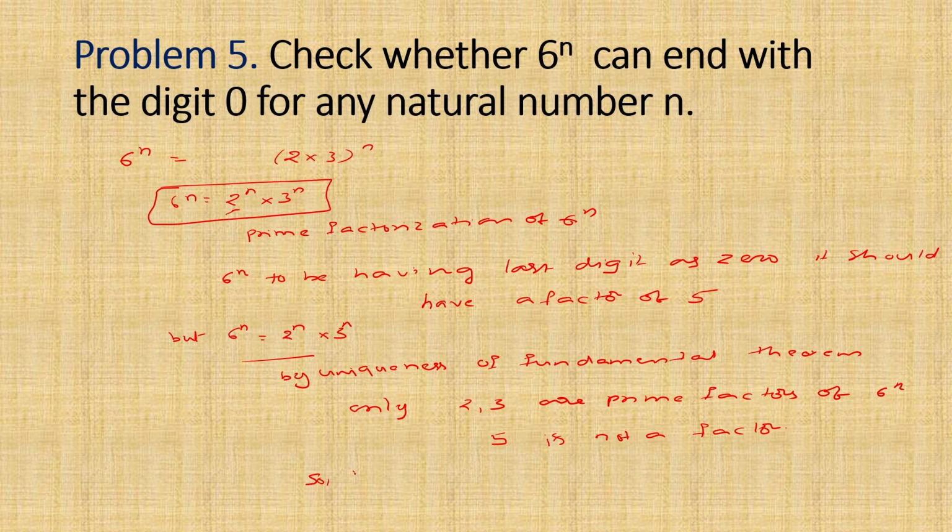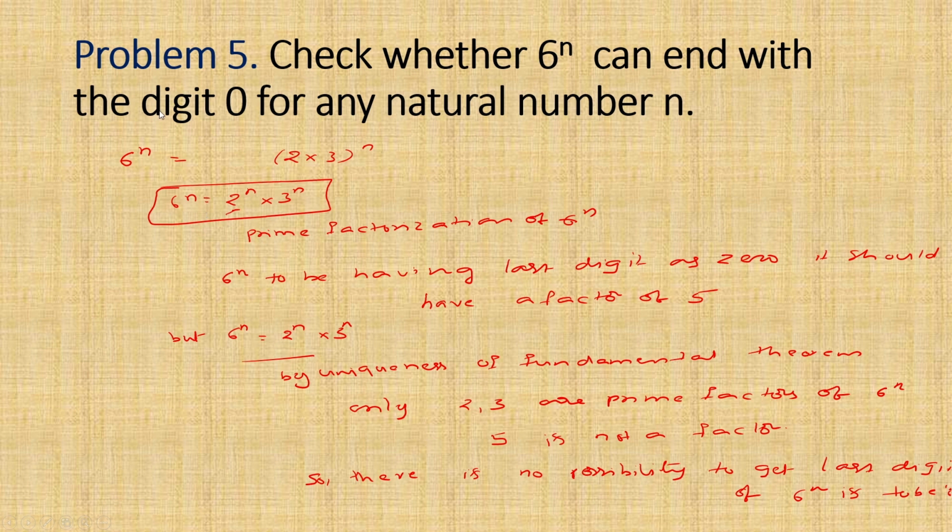So there is no possibility to get the last digit of 6 power n to be 0. Okay. So what we need to write first, what is the factorization of 6 power n? Factorization of 6 power n is 2 power n into 3 power n.